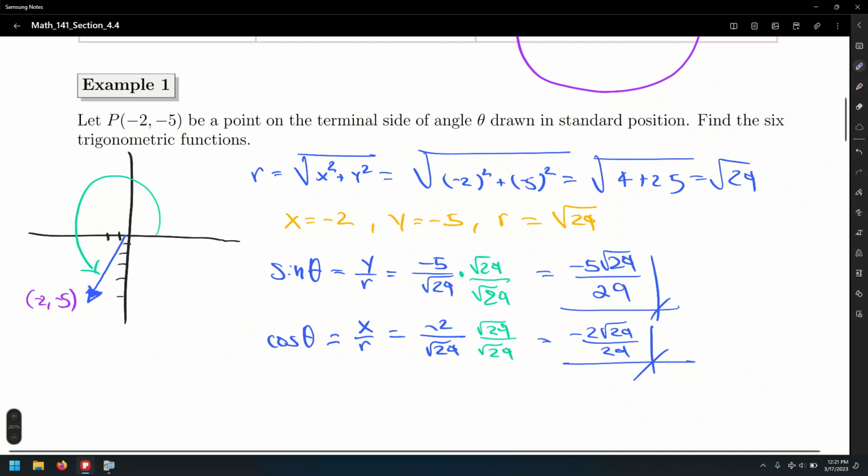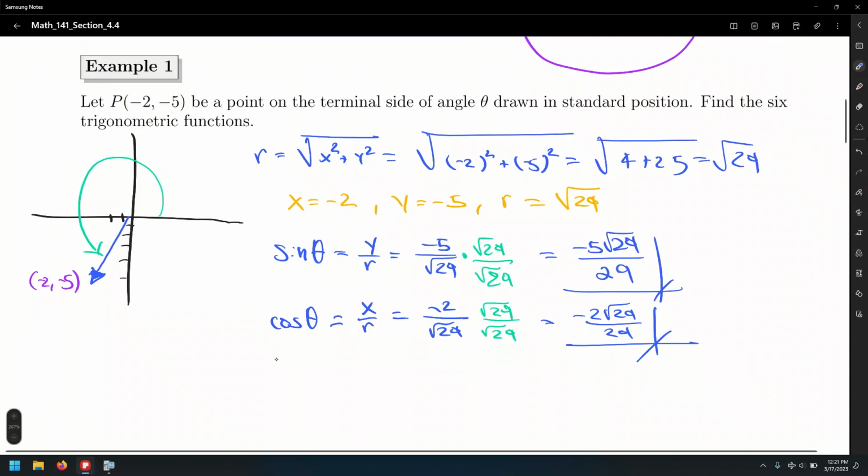Tangent, on the other hand, tangent theta is the ratio between y and x. And the ratio y to x, that's -5 over -2. No need to rationalize anything because no radicals are involved. However, you might want to reduce the minus over minus, and that becomes a plus, 5/2.